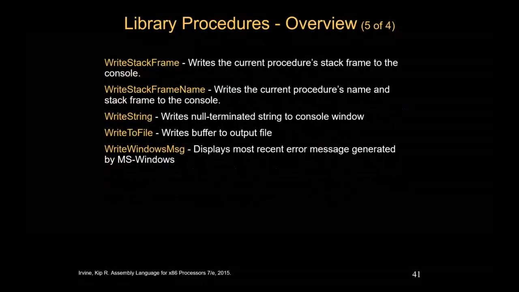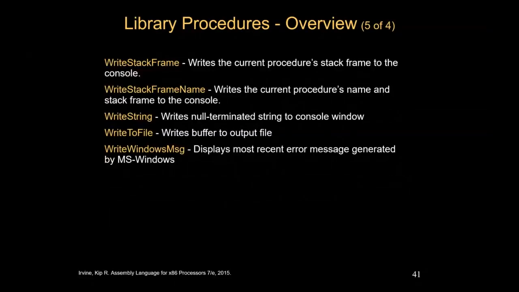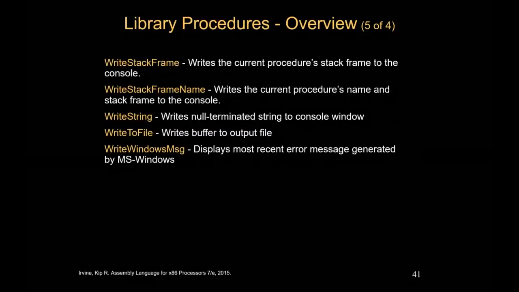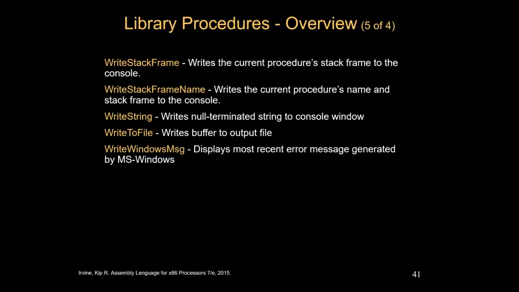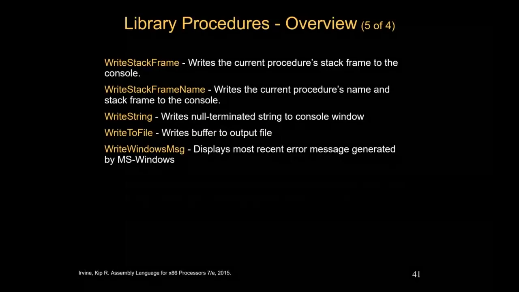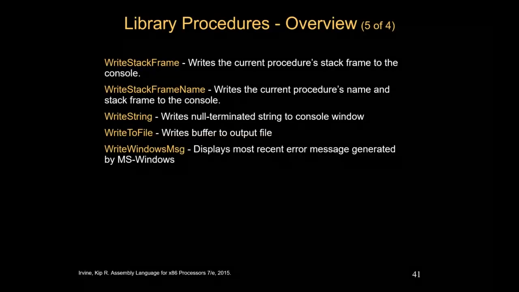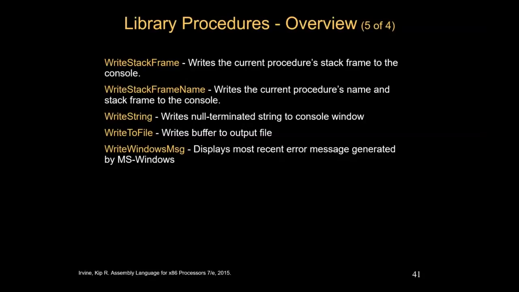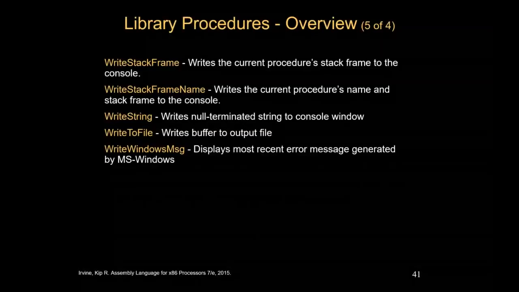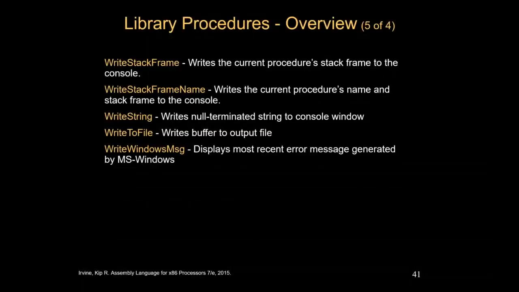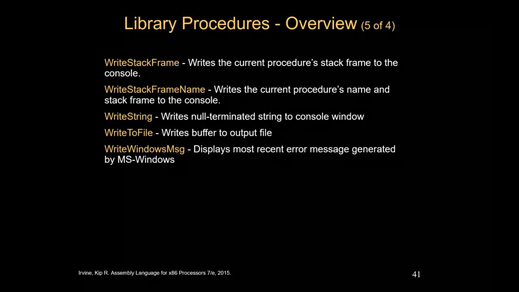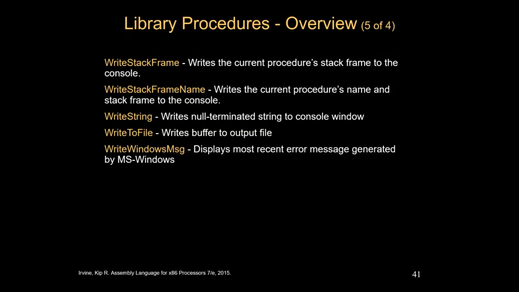And then we have WriteStackFrame. This writes the current procedure's stack frame to the console, and WriteStackFrameName writes the current procedure's name and the stack frame to the console. And lastly, but not least, we have WriteString, which writes a null-terminated string to the console window, and then WriteToFile writes the buffer to an output file. And the last one, WriteWindowsMessage, displays the most recent error message generated by MS Windows.